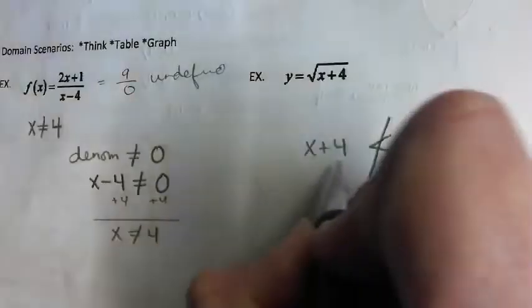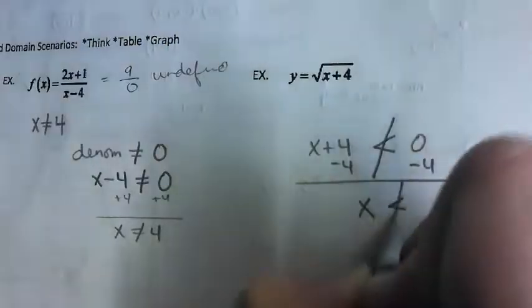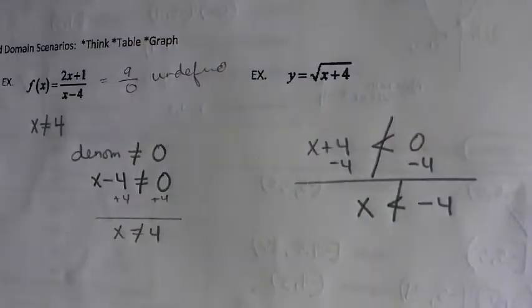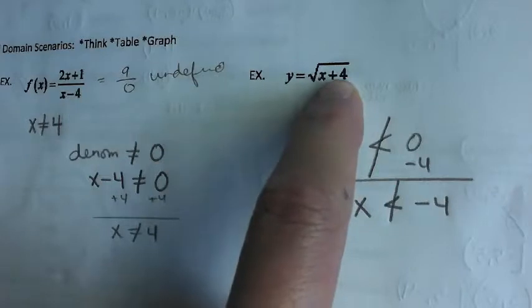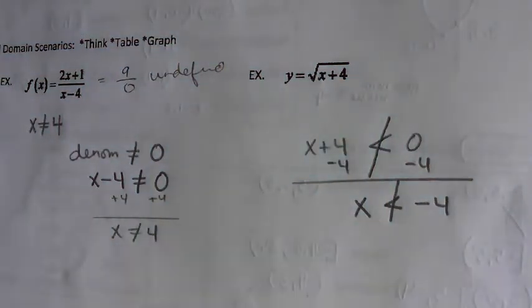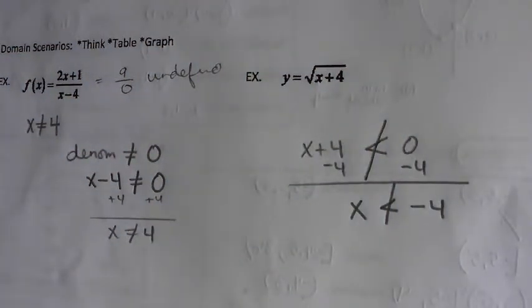So if I solve that, subtract 4 from both sides, I get that x cannot be less than negative 4. It can be negative 4 itself. Negative 4 plus 4 would give you 0. The square root of 0 is possible. It's 0. But it can't be smaller than that. So negative 5 would be a problem because negative 5 plus 4 is negative 1. Square root of negative 1, problem.